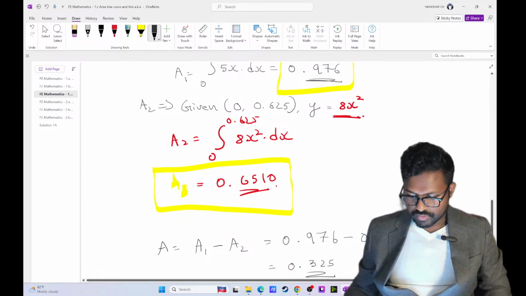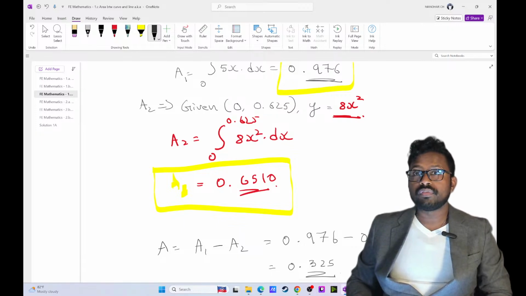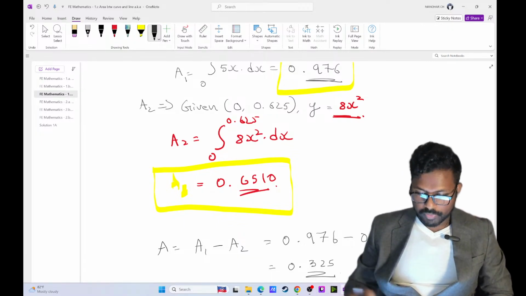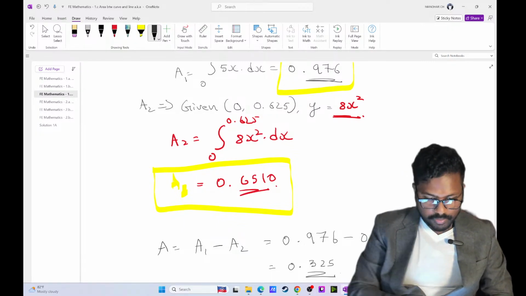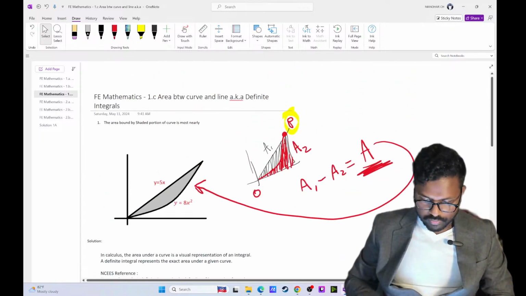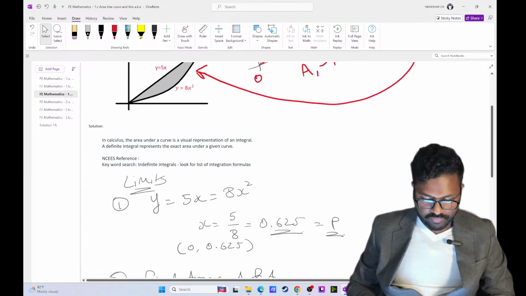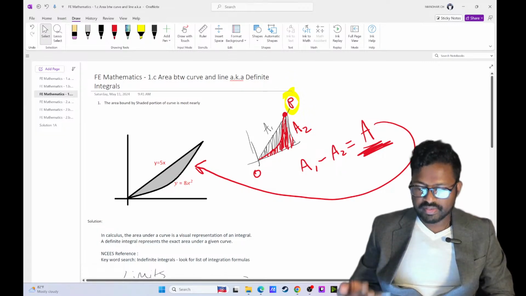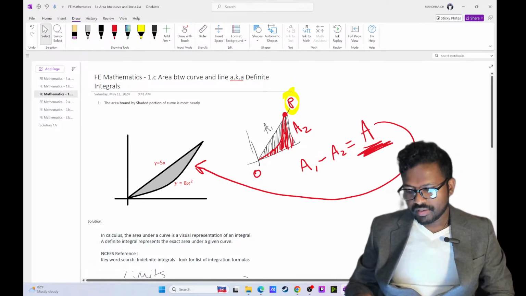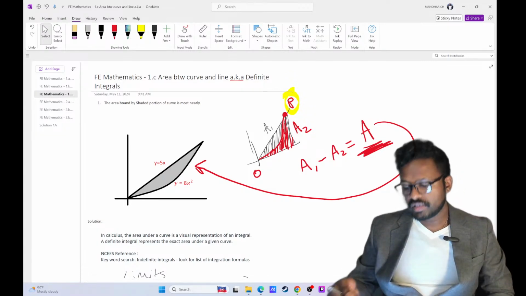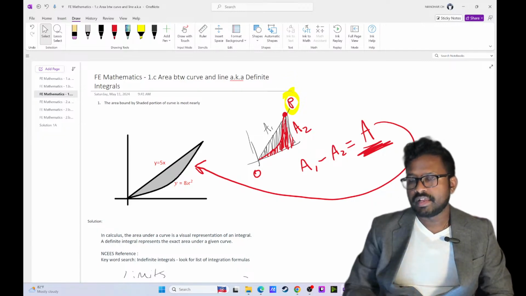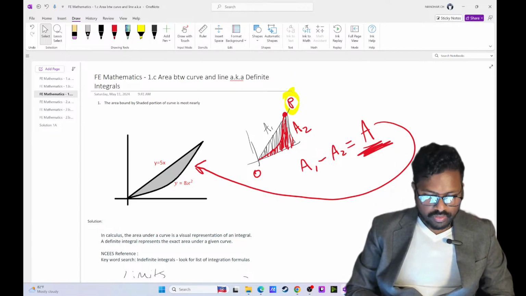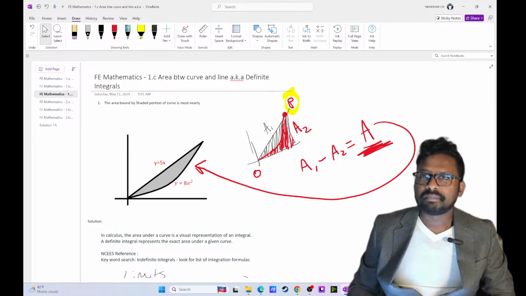So guys, that is how you solve a problem which has multiple layers like this one. So all you simply have to do, I will just recap. Find the area A1 by the line and subtract the area bound by the curve from the area bound by the line to get the area that they're talking about in the problem.